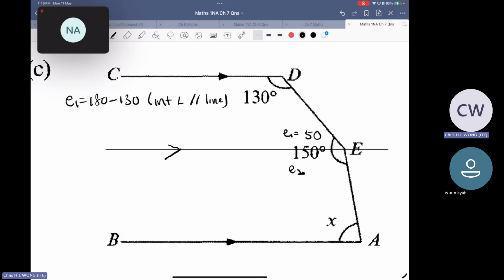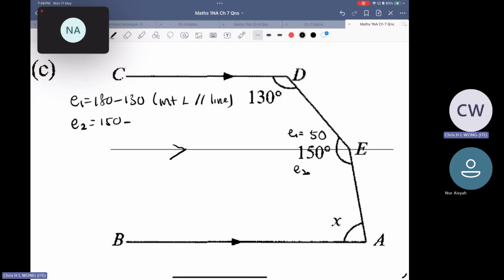Now E2 is very straightforward. How do you get 100? Because 150 minus 50 gives you 100. What's the reason? No need, because this one is the difference. So this one, no need. So E2 equals 100. So what is X? 80.